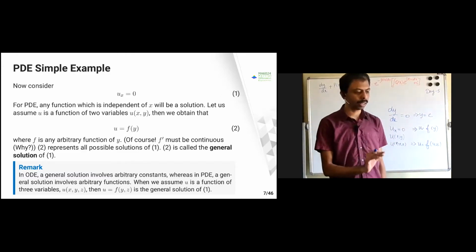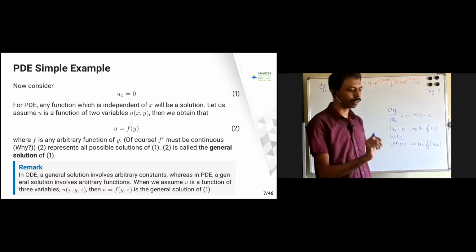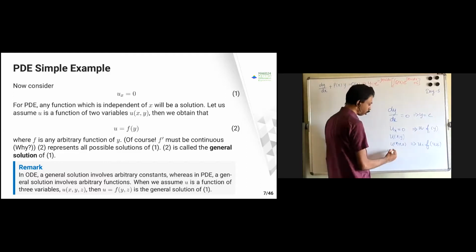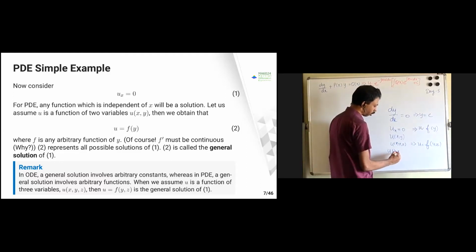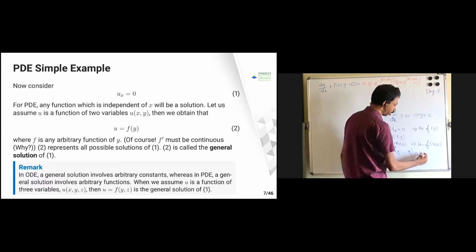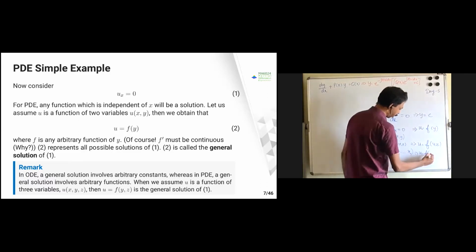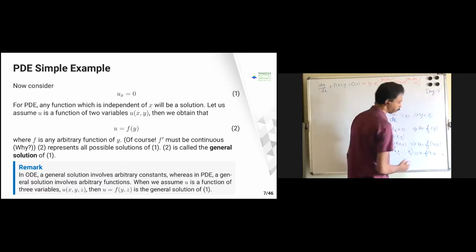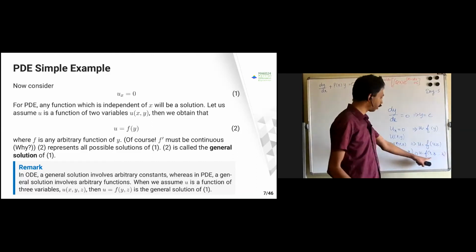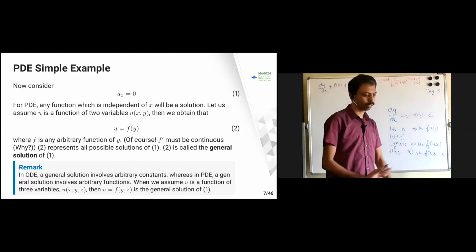For the PDE, any function which is independent of x will be a solution. Now suppose I have u as a function of x1, x2, etc., xn, where only x1 equals x. Then what will be the solution? u is equal to f of the rest of the variables, x2, x3, etc., xn, except x1. It is going to be a solution.